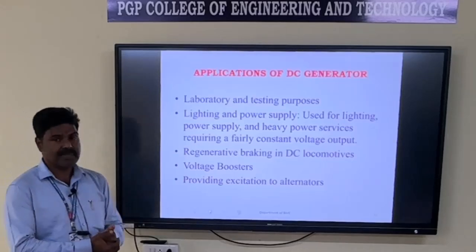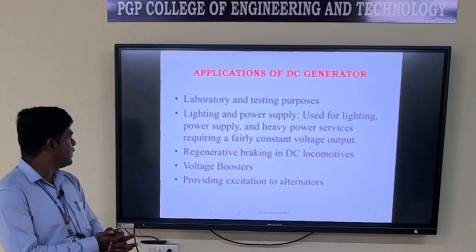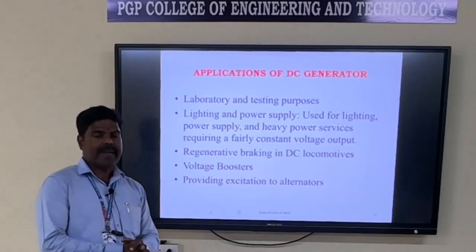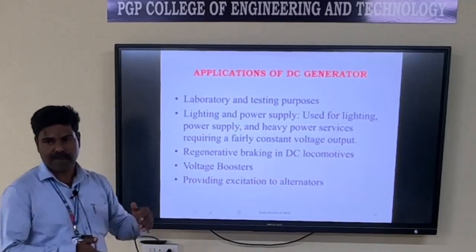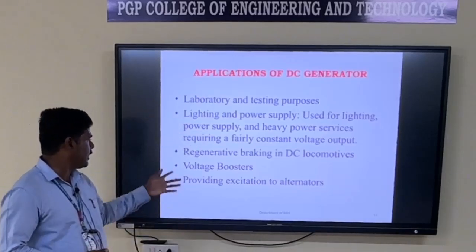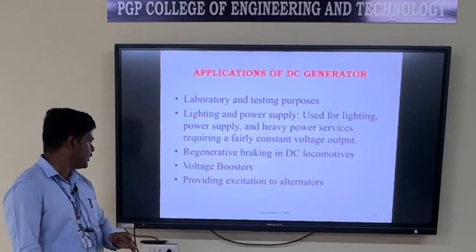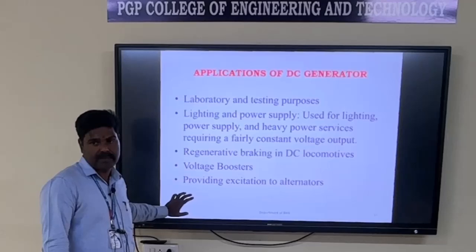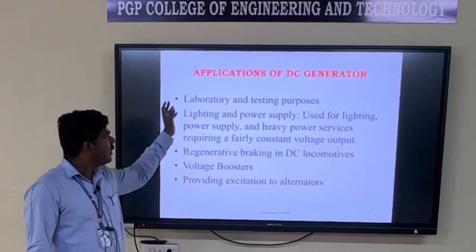These are some applications of DC generator. For laboratory and testing purposes, we can apply a wide range of output voltages by using DC generator. Then lighting and power supply, and regenerative braking in DC locomotives. Then used as voltage boosters, then providing excitation to alternators. These are some applications for DC generators.